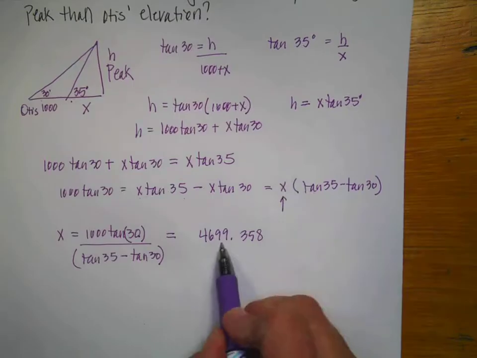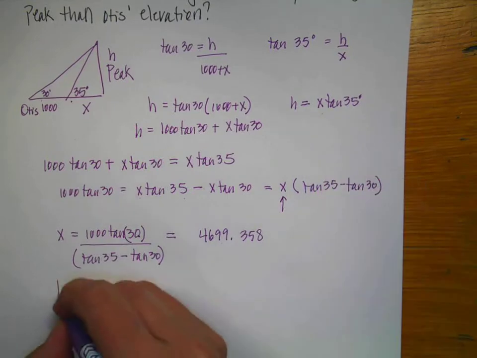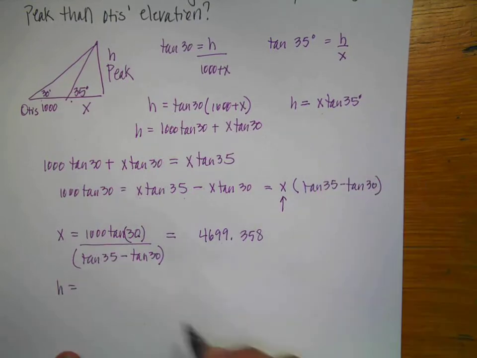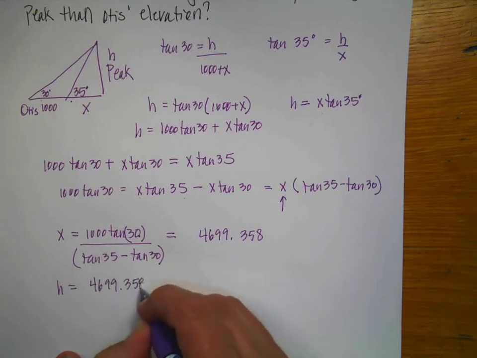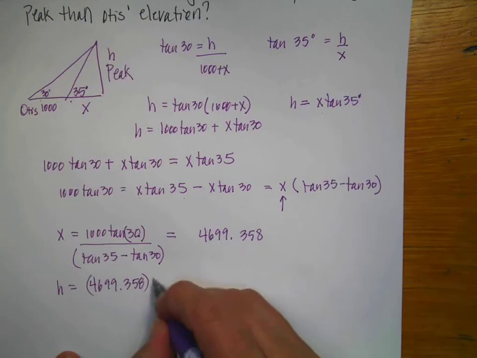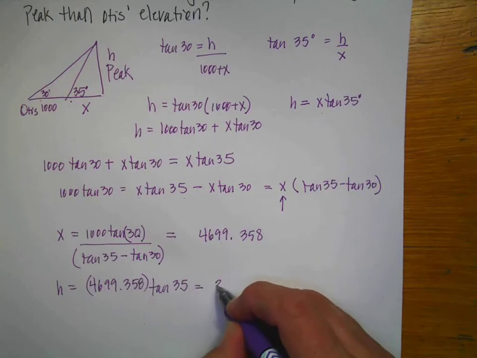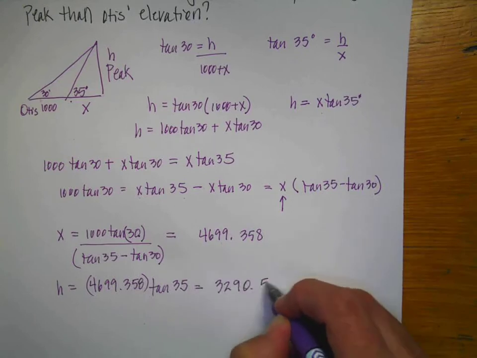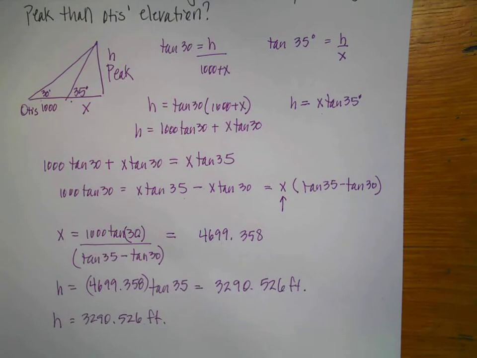Now I can find H by substituting the X value back into one of my two equations. This one's easier, so I'm going to use that one. H is going to be X, 4699.358, multiplied by the tangent of 35. When I do, I get that H is 3290.526 feet. Then I would report H is equal to 3290.526 feet, and then we're done.